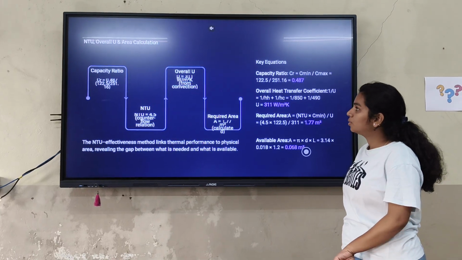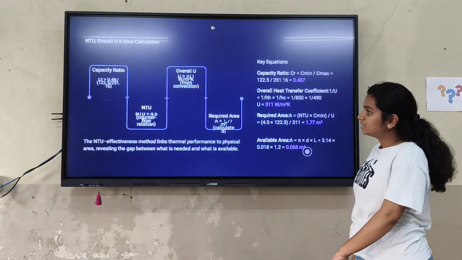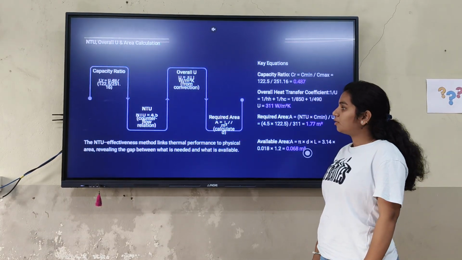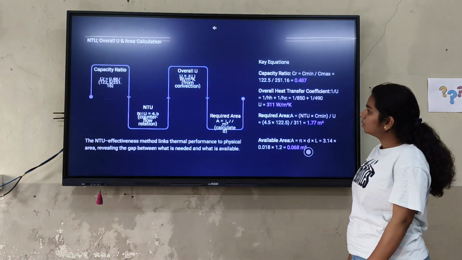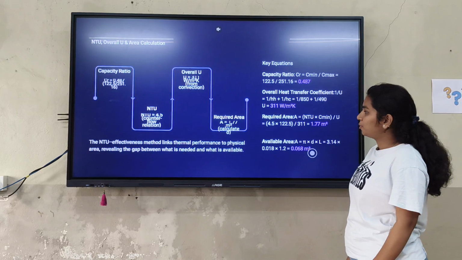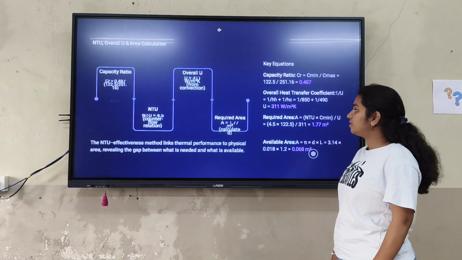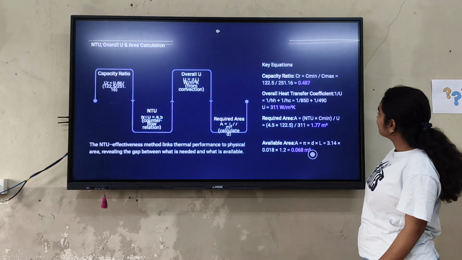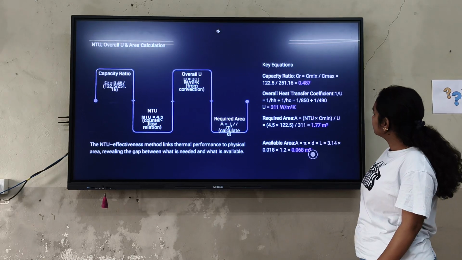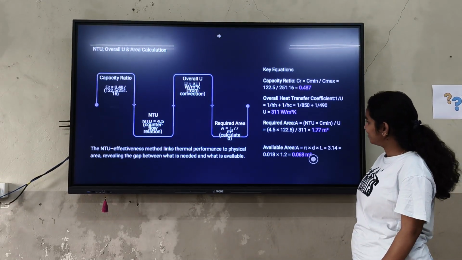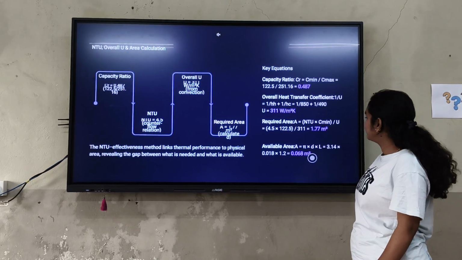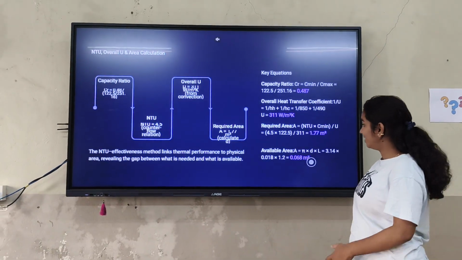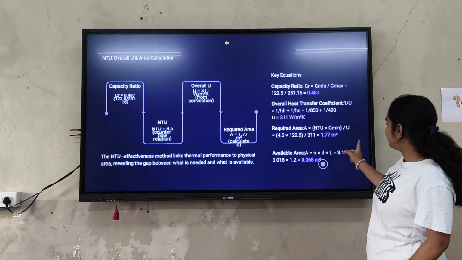NTU, overall U and area calculation. Capacity ratio is 0.487 and the NTU is 4.5, using the counterflow relation. The overall heat transfer coefficient is 311 watt per meter square Kelvin, and the required area is 1.77 meter square.